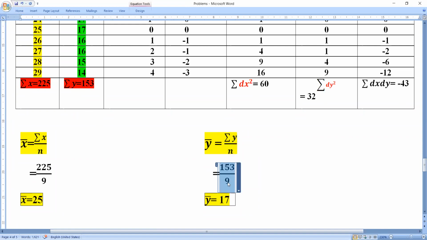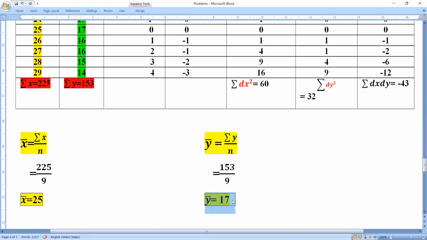9. The number of values here is 9, which means Y bar equals 153 divided by 9. When we divide 153 by 9, we get 17. This is the mean value of the Y series. Y bar equals 17.